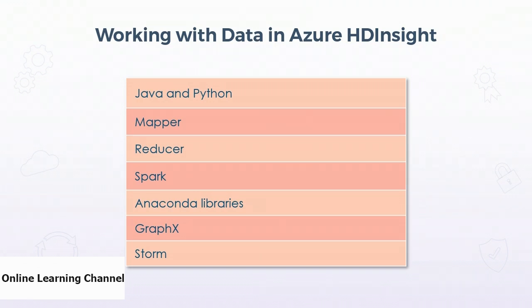And if you want, you can use Spark to process streams. And if it's machine learning that you're interested in, HDInsight includes around 200 preloaded Anaconda libraries that can be integrated with Python. And you can also use GraphX for graph-based computations against your data. And finally, you could submit and monitor jobs using Storm. Storm also supports various common programming languages like Java, C#, and Python.